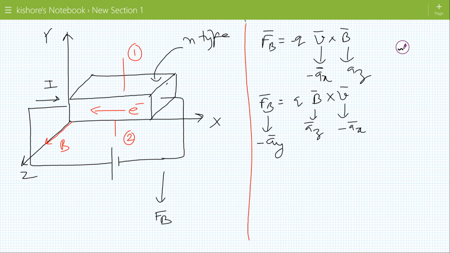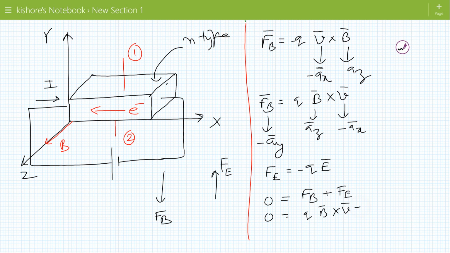So now again an electric field is induced to oppose the flow of electrons, and the force on electrons due to the electric field will oppose FB. This FE is minus QE. Here I am taking minus Q because electrons are negatively charged. Again, the total force on electrons is FB plus FE. So QB cross V minus QE is 0. So the expression for E is B cross V. It doesn't matter what the type of semiconductor is, the expression of E is always V cross B.